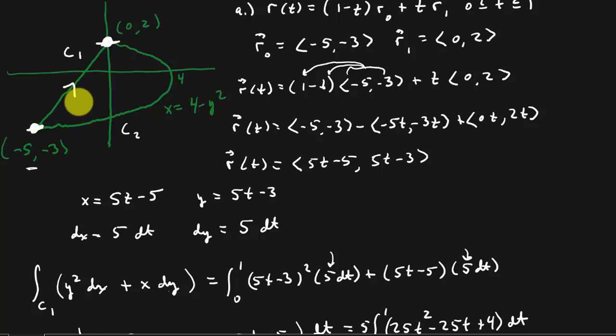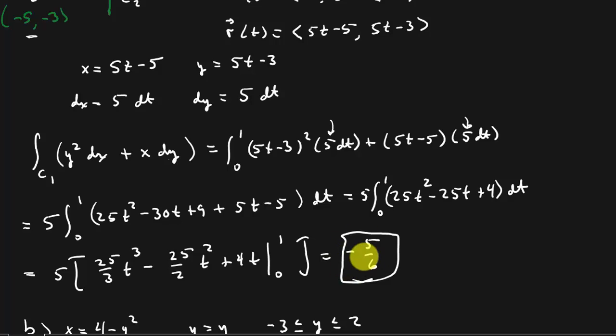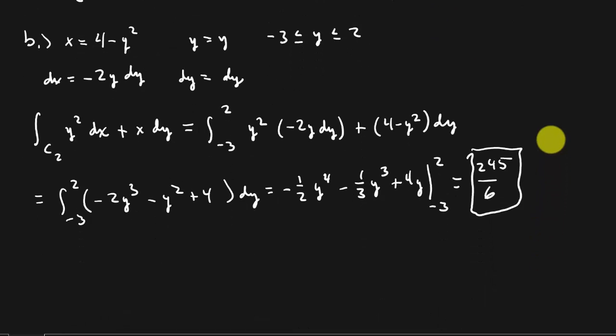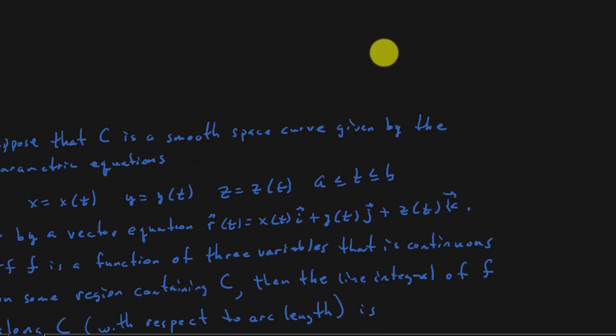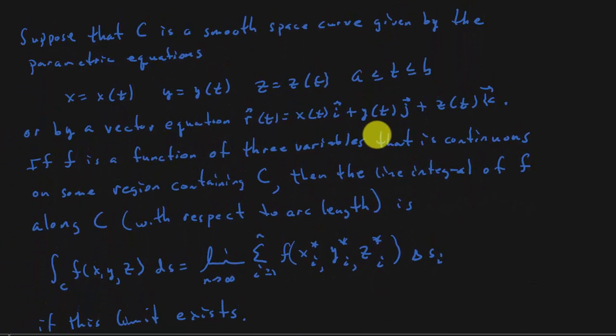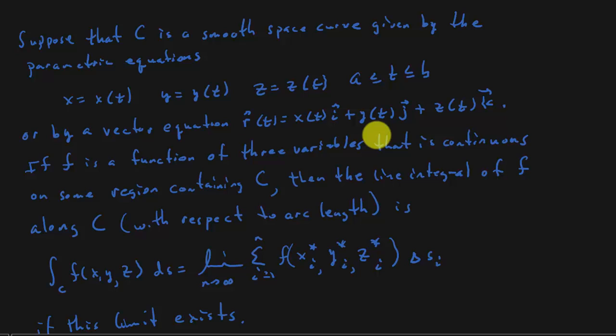If you're bored or something and you want to work another problem, go in this direction. Go from 0, 2 to negative 5, negative 3. Well, what do you think would happen? You would get a positive 5 sixths. Okay. All right. So there's that example. I mean, really, when you think about it, it's not really that bad. It's not too bad at all.